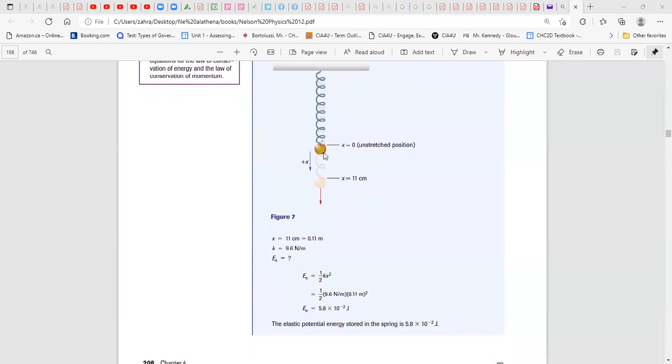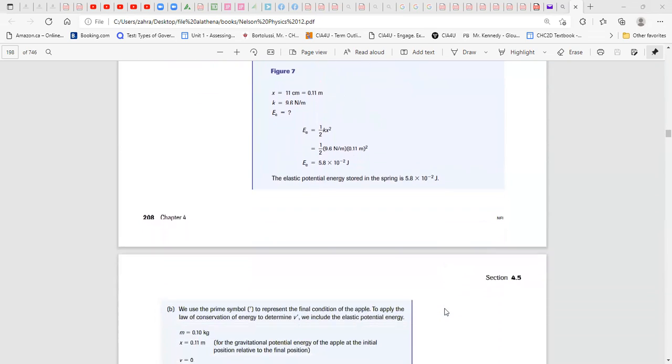So when it's not falling, the x is 0. When it falls, it's 11. You know, the equation of elastic energy is half kx². This energy is stored in it. k is given, x is 11 centimeters. Turn it to meters, and then you calculate the energy in joules.